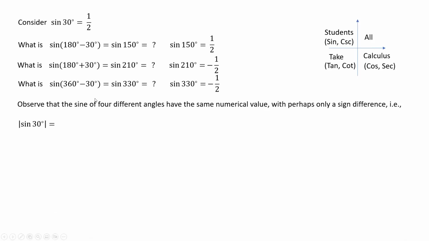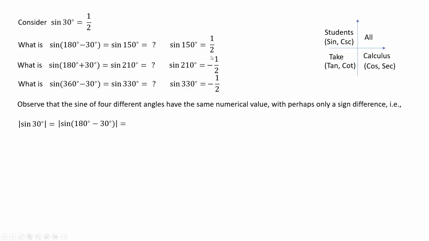is 1/2. Now, that's the same as sine of 180 minus 30 degrees, which is also 1/2. So when you take the absolute value of it, you still get positive 1/2. Now here is the interesting part. Can I claim, please pay attention to this, can I claim that this is equal to the absolute value of sine of 210 degrees?